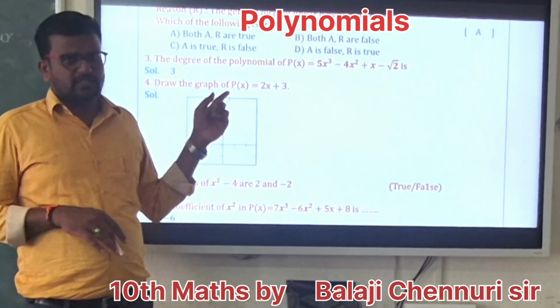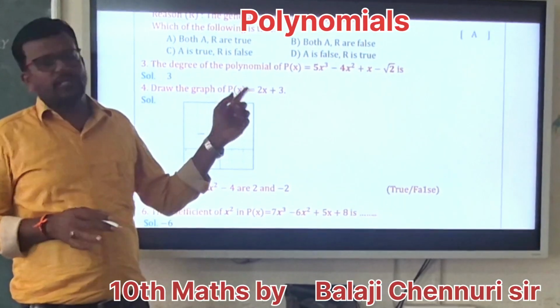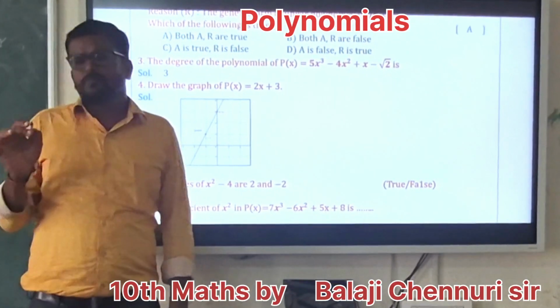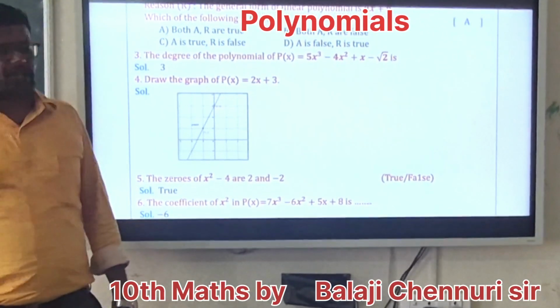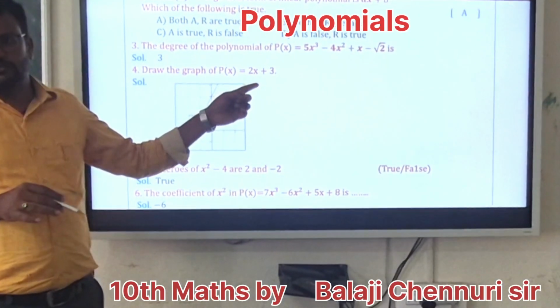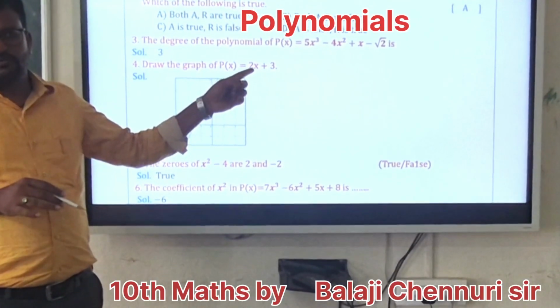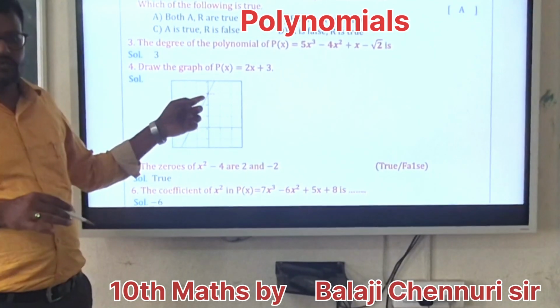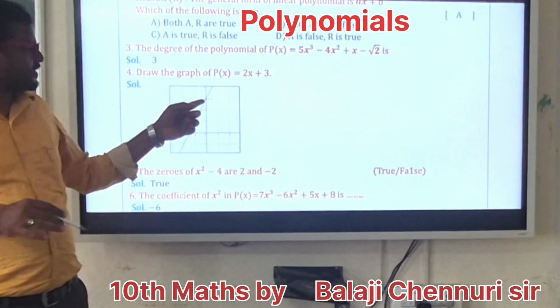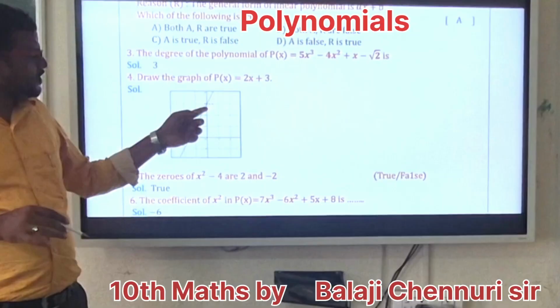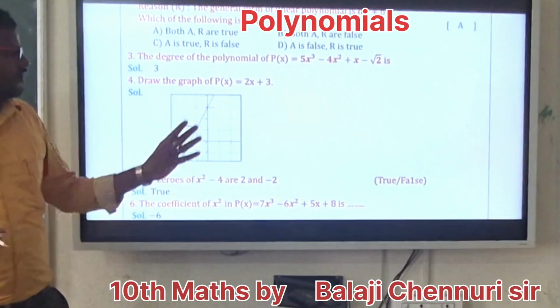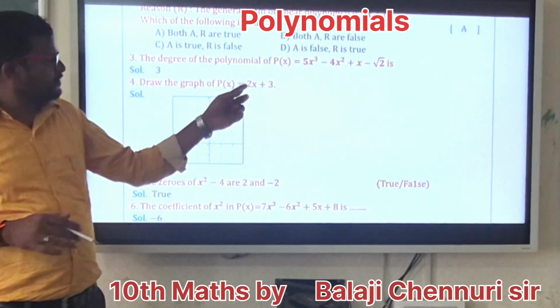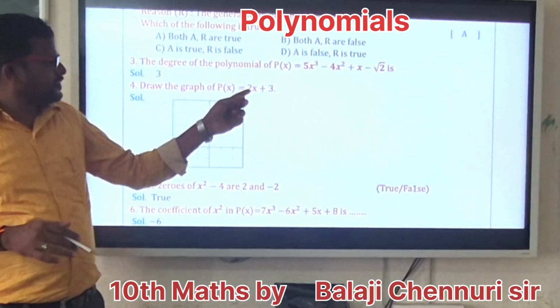P of x means what? y is equal to 2x plus 3. First, keep x value as 0, then y is equal to 0 plus 3, y is equal to 3. If you keep x value 0, then you get y as 3. Then what is the coordinate point here? 0 comma 3.